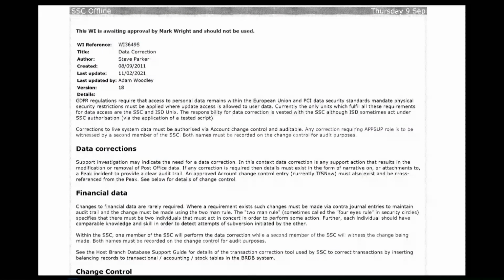And so this process depends on people in SSC carrying out faithfully and recording what they're supposed to have done. Yes, or what they did do. Yes. Yes.